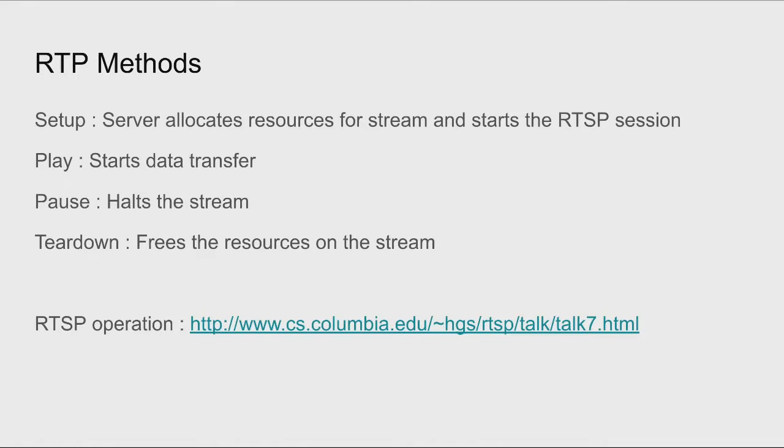In this project, we have used these four RTP methods. The first method is setup. In setup method, the server allocates resources for the stream and starts the RTSP session. Next two methods are play and pause methods. Play and pause methods start and halt the stream. When the play method is requested, the data transfer starts, and when the pause method is requested, the stream is halted for some time or until the play method is initialized again.